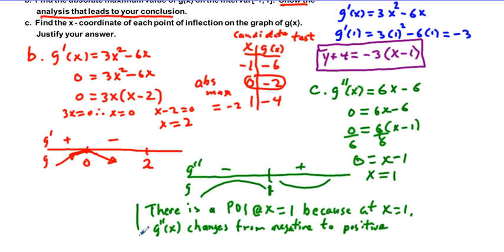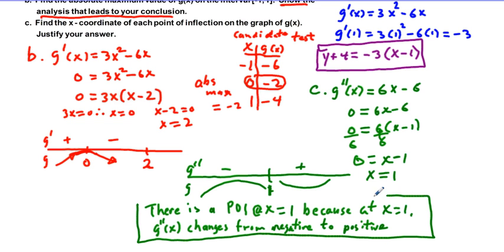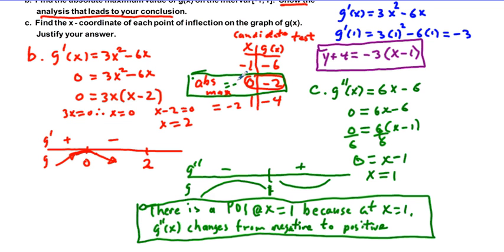Let's see here. So we have answered A, here this equation, B, which is absolute maximum equals -2, and C, the point of inflection at x equals 1.